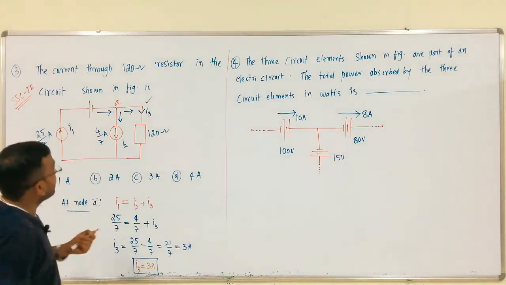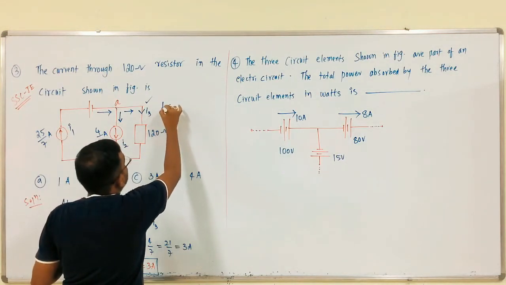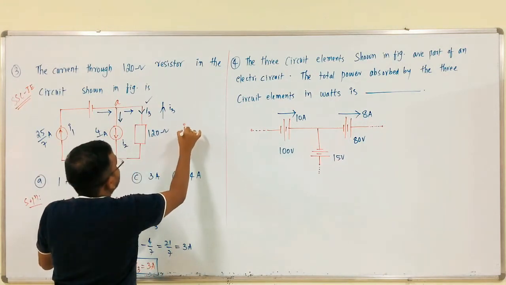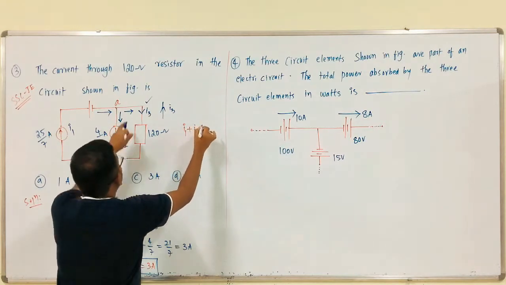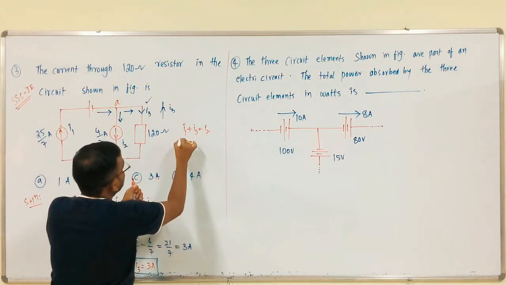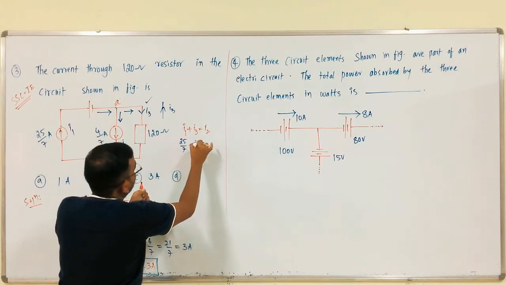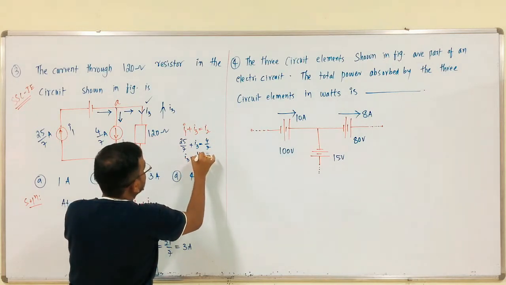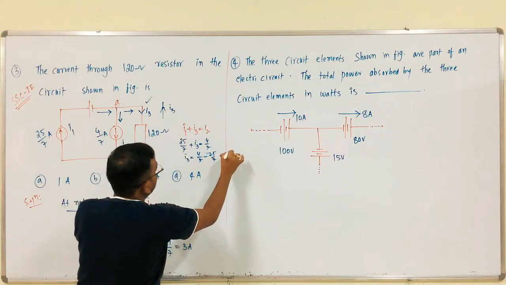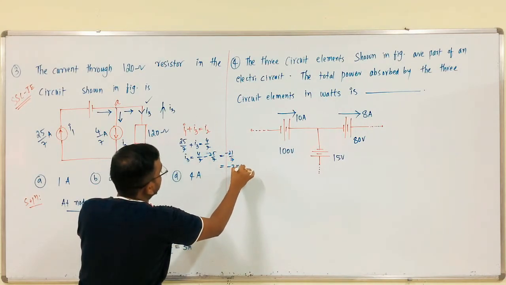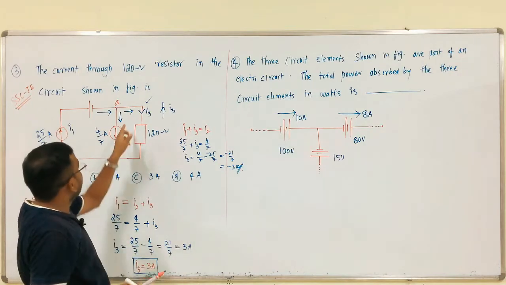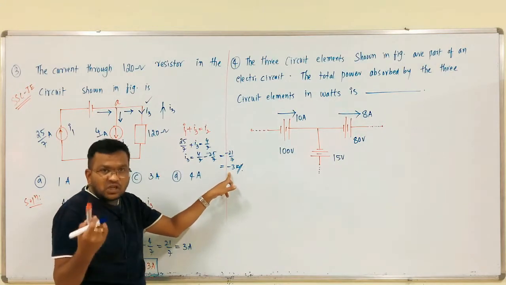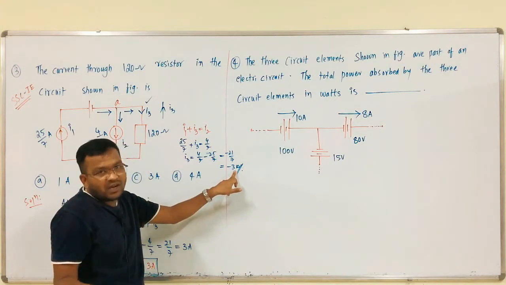Sir, if we consider the direction of I3 upward at this node, I1 is entering, I3 is also entering, I2 is leaving. So, I1 is given as 25/7, I3 we do not know, I2 is 4/7. I3 equals 4/7 minus 25/7, which equals minus 21/7, which equals minus 3 amps. See, if we consider the downward direction, we got 3 amps. If we consider the upward direction, it is minus 3 amps. Is there any change in the magnitude of current? There is no change in the magnitude of current, that is it.